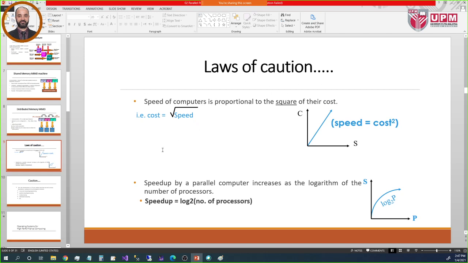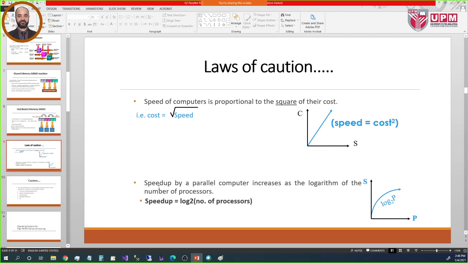One of them is the laws of caution. So here, the speed of computers is proportional to the square of their cost. So as you can see here, cost equals the square root of speed, and also the speed is equal to the cost squared. So if the speed increases, the cost will increase for sure. If the speed increases, the cost will increase, right? And also whenever the speed increases a little bit, the cost will increase much more.